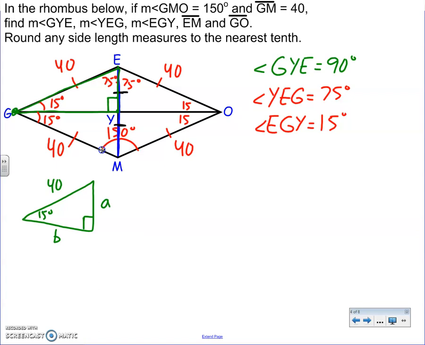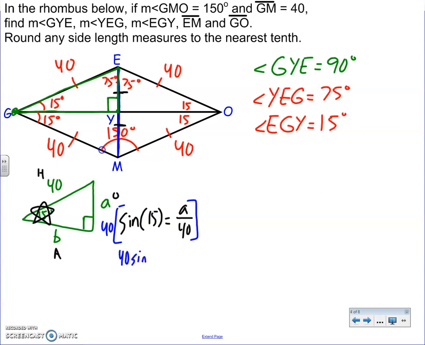We just use trig here. So I label my angle. I like starring it. H, I guess I should use A and B, that's right, HAO. To find A, the height, we're going to use sine. So sine of 15 degrees equals O over H. I multiply both sides by the denominator to get 40 times sine of 15 equals A. That's the exact answer. I'll type in my calculator in a second.